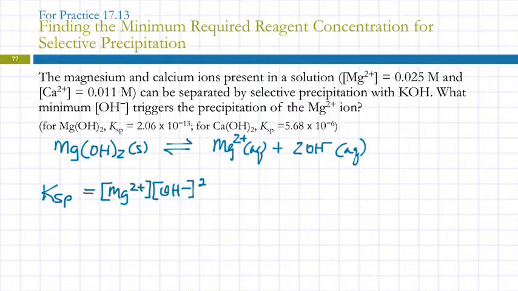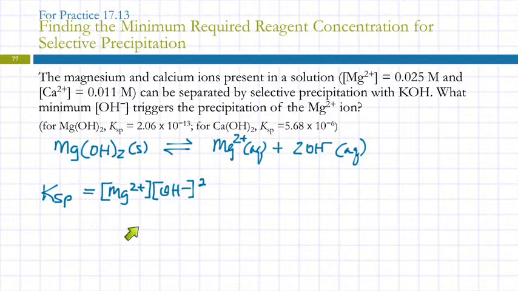So we want to know what is the smallest hydroxide ion concentration that will give us precipitation. I think I said that backwards earlier. If Q is larger than K, you'll get precipitation. If Q is smaller, it will dissolve. That was backwards.